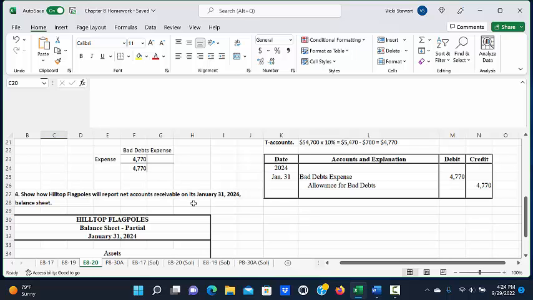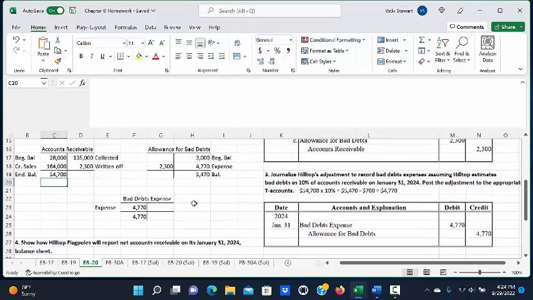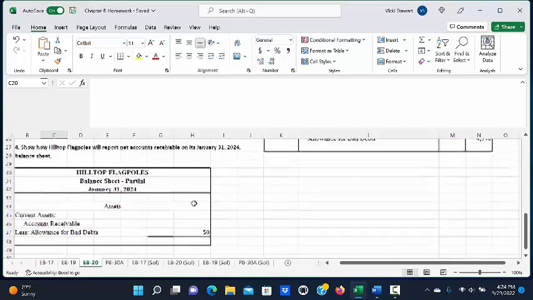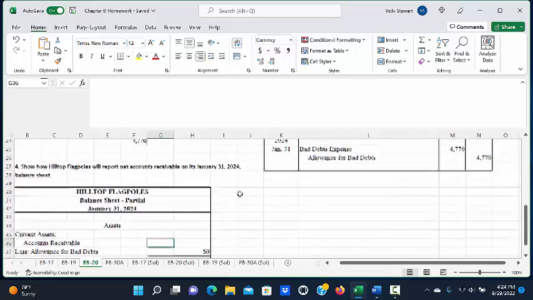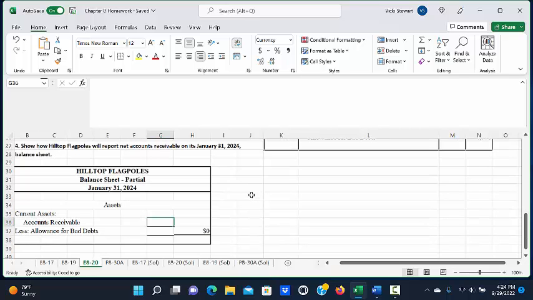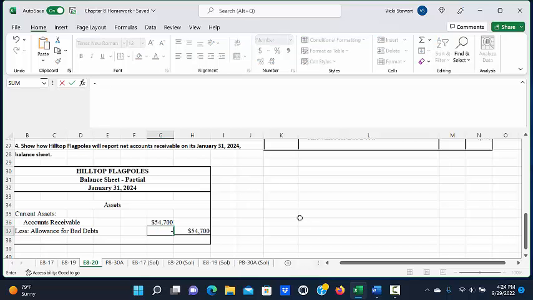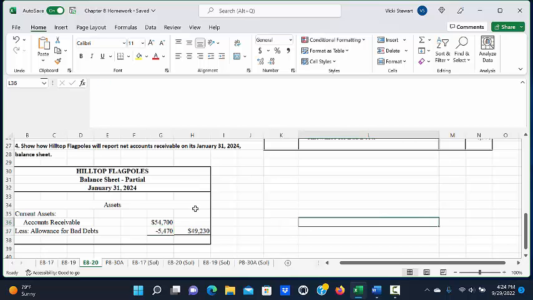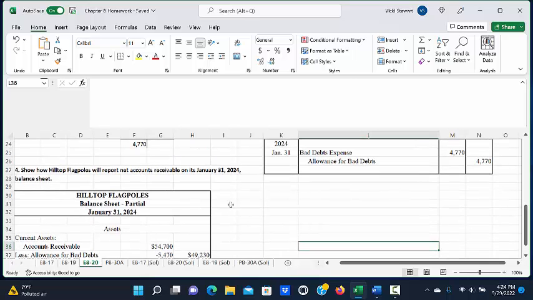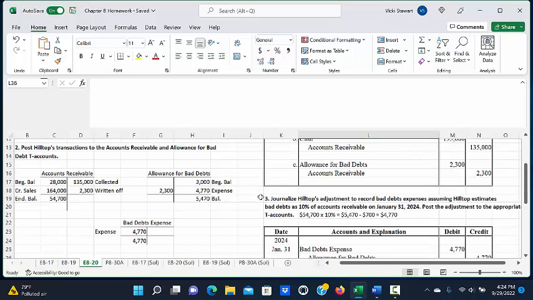In Part 4, it asks us to show how Hilltop Flagpoles will report net accounts receivables on its January 31st, 2024 balance sheet. So we have a partial balance sheet completed, and we are going to record the gross amount first of accounts receivables for $54,700, and then we're going to subtract from that the amount in our allowance account of $5,470, and that gives us a net amount for accounts receivables of $49,230. And that is the conclusion of the demonstration for exercise 820.